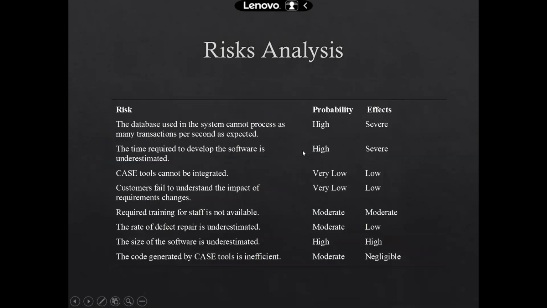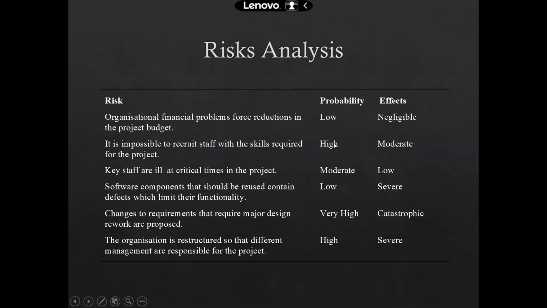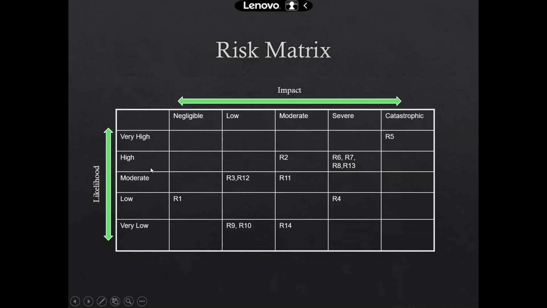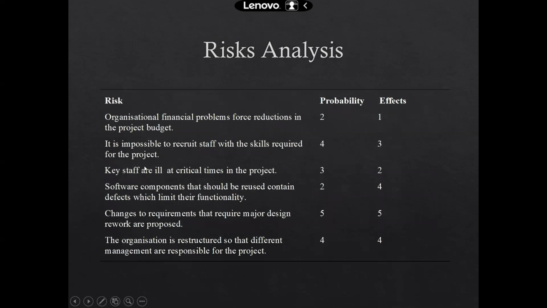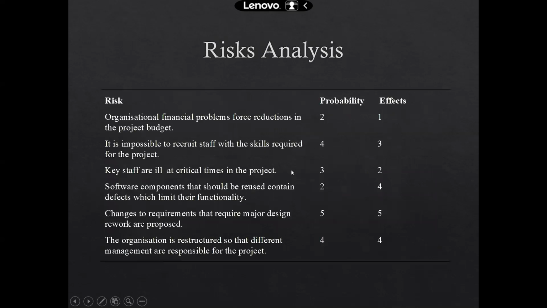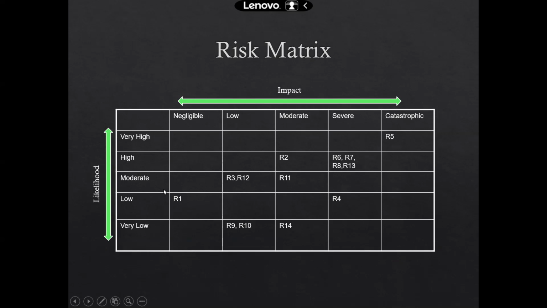R2, which is stated over here, is high and moderate, with the probability of high and the effect of moderate. So if we list it down, we see that R2 is high likelihood, which is the probability of occurring, and the impact over here is moderate, right? Similarly, R3 is basically moderate and low, where we can see over here that R3 is 3 and 2. And what is 3 and 2? 3 and 2 over here is moderate and low. So moderate is the likelihood or the probability, and the low is the impact of that risk on your business, right?